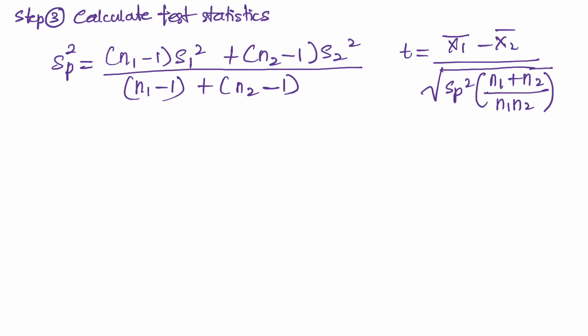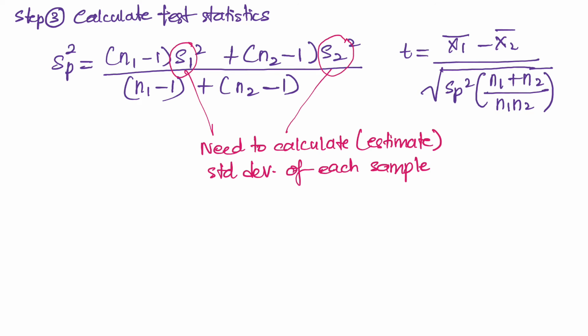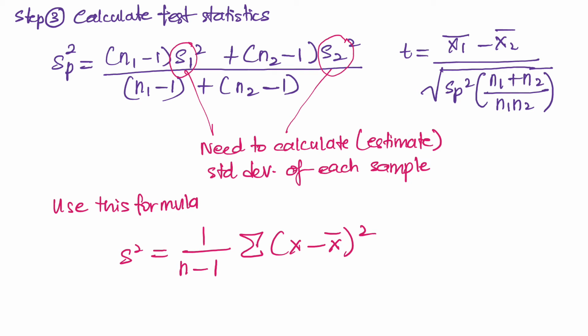The next step is to calculate the test statistics, whereby we have to calculate SP squared, which is the pooled variance, and we have to find T, which is the calculated T for this test. In order to find SP squared, first we have to find the S1 and S2 values that represent the standard deviation of the first and the second sample respectively. To find S1 and S2, we use this formula, where first we have to find the mean or the average of the first and the second sample.